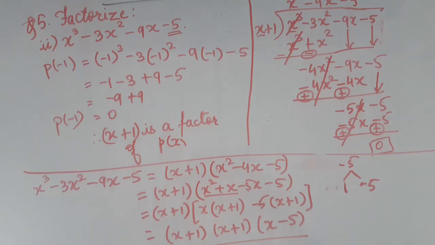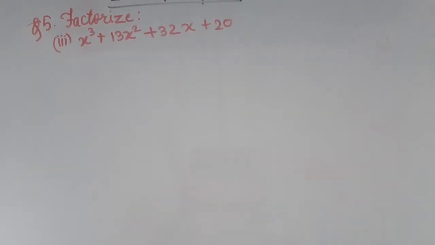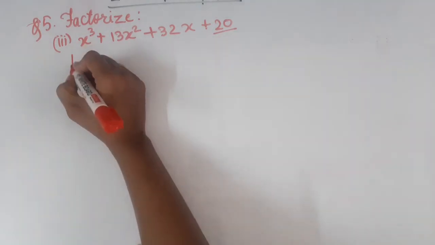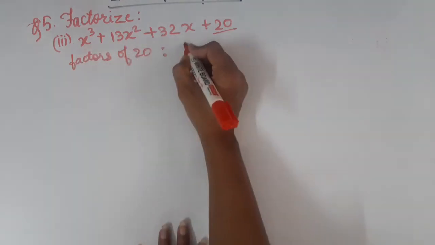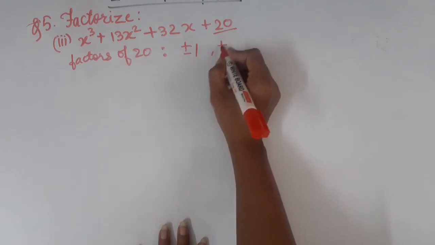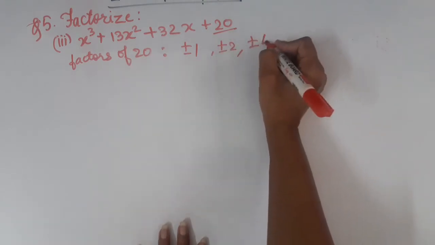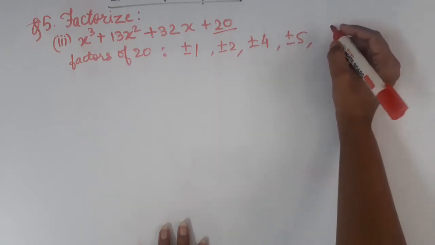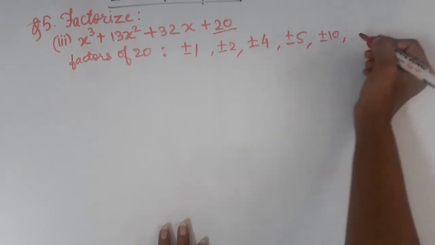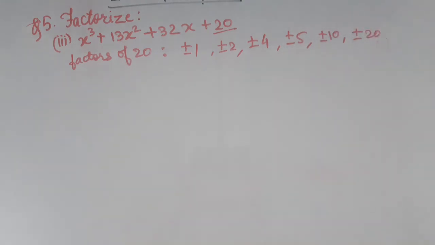Now let us move to the third question. Now the third question is x cube plus 13x square plus 32x plus 20, right? Now what is the constant term? 20. Write all possible factors of 20. So factors of 20 are plus minus 1. In 2's table also 20 comes. Then in 4's table also 20 comes. Then 5 also. Then you have 10. And in 20's table, right? So these all are the possible factors of 20, right?